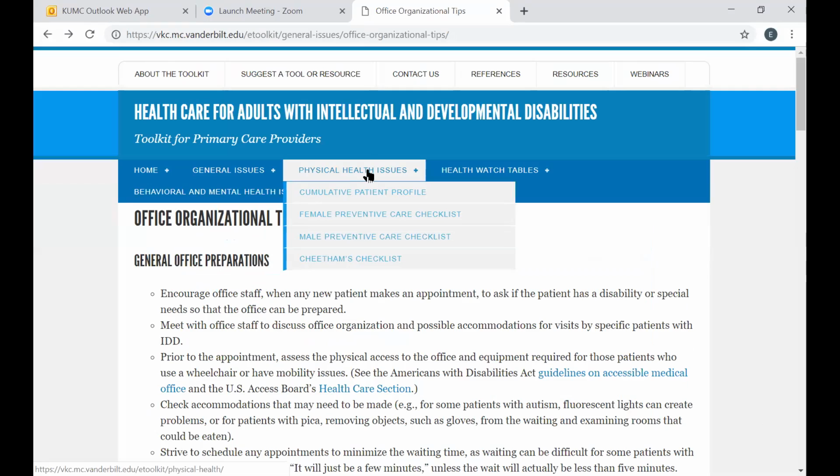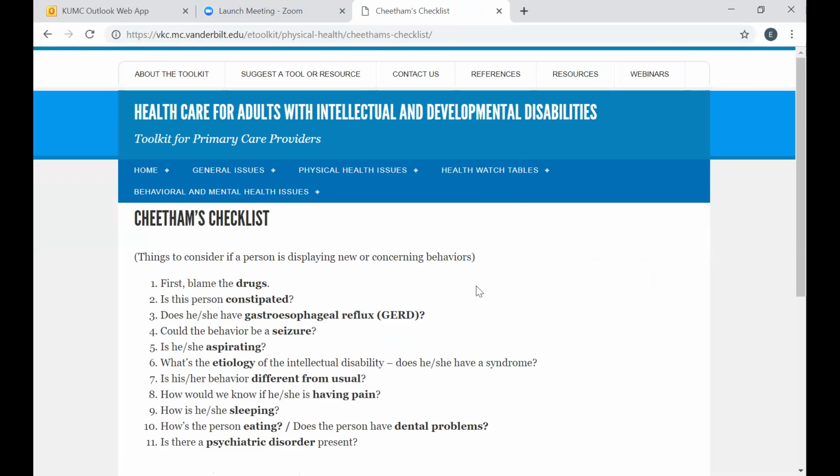Then they also have these female and male preventive care checklists. I didn't really think those were that helpful, actually, so I'm not going to show them to you. They didn't stand out to me. But one thing I thought, and I've run across this again in my own clinic and also working with the residents, is if there is a concern by a caregiver that there are new behaviors or changes in behaviors, well, gosh, what's the culprit? Where do we start?